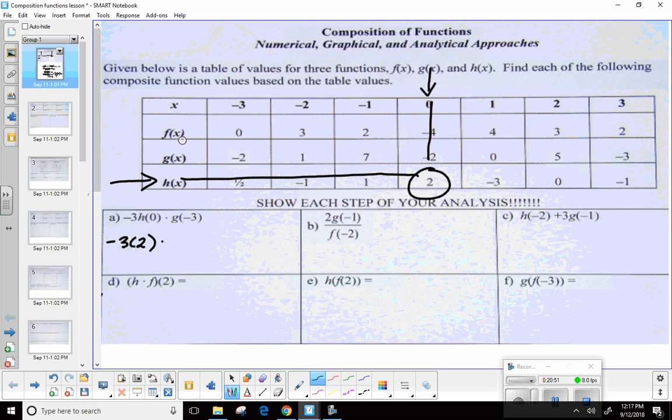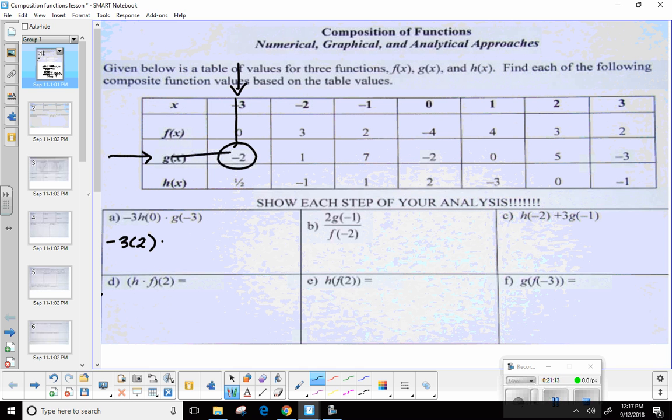Now let's do the same thing for g. Okay, let's try that one more time. There, I almost got it. There you go. Now I want g of -3. So I'm going to be looking specifically at g's row when x is what? -3. So I go ahead and match those up. He's what? -2.